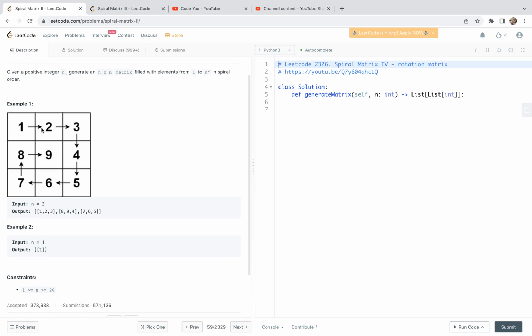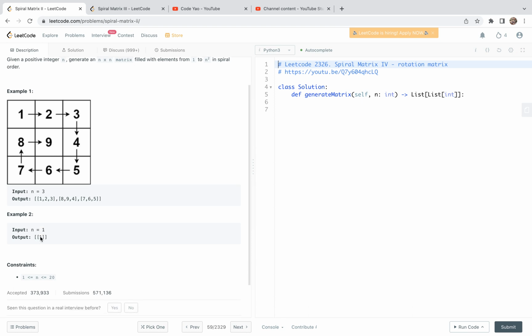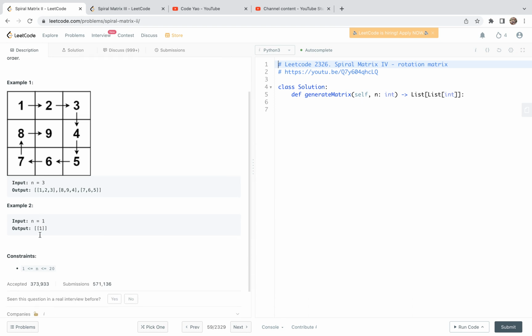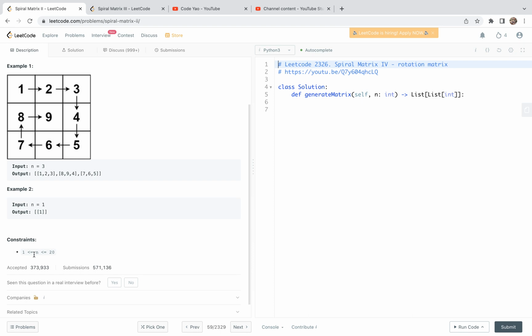So here is the specification. For example, we can first walk along the top to the right, then downwards, then to the left, then up, and then to the right. So finally we get this. This is example 1. Example 2 is sort of trivial. Here the constraint is about the size of the matrix, or the total numbers. The n is less than or equal to 20, so it's actually a small number.